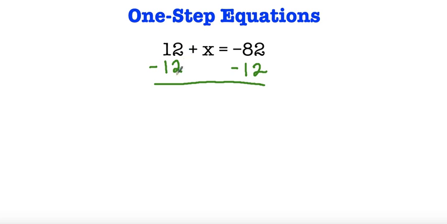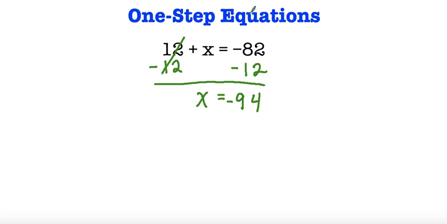Now, a positive 12 and a negative 12, since they're opposites, they cancel out and equal 0. On the left side, I'm only left with x. So x equals, now here I have two numbers with the same signs. So when we have two negative numbers like this, we add them and we keep the negative sign. So 2 plus 2 is 4. 8 plus 1 is 9. And we keep the negative sign. So here x is equal to negative 94.